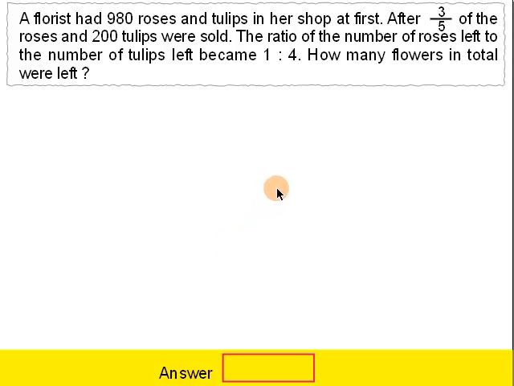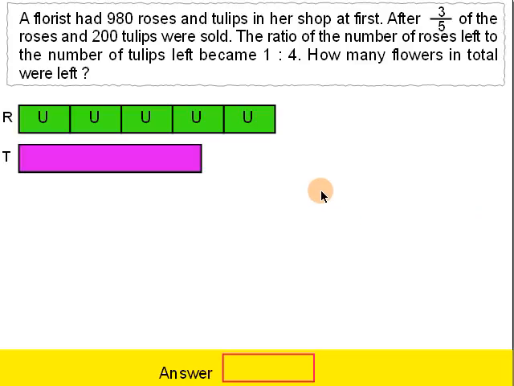Now the question says that a florist has 980 roses and tulips in her shop at first, and after 3/5 of the roses and 200 tulips were sold, the ratio of number of roses left to the number of tulips left became 1:4. So at first we draw the models for the roses to be 5 units because we are told that after 3/5 of the roses were sold.